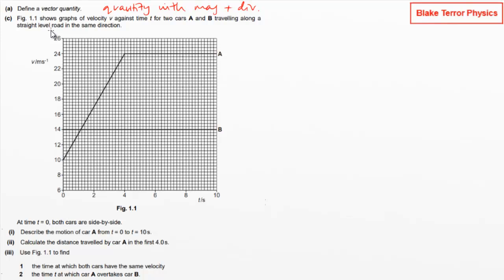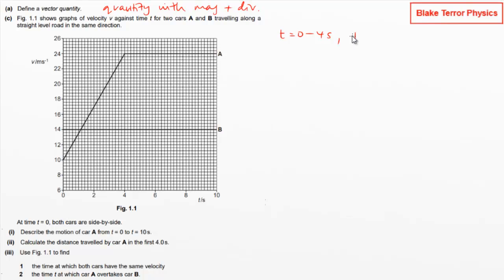Figure 1.1 shows graphs of velocity v against time for two cars, A and B, traveling on a straight level road in the same direction. So they start side by side at time t equals 0. Describe the motion of car A from t equals 0 to t equals 10 seconds. Right, so we'll split this up into the two obvious bits then. So t equals 0 to 4 seconds.